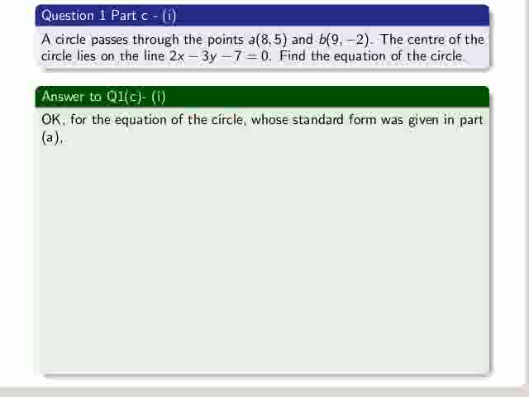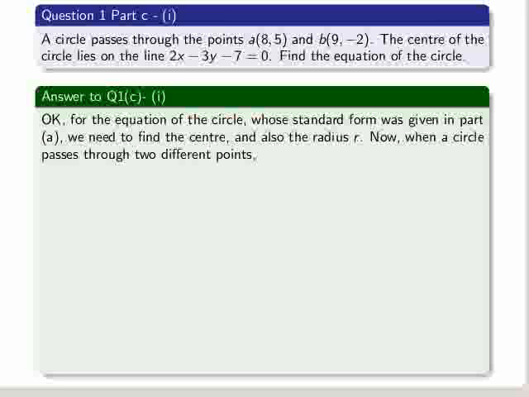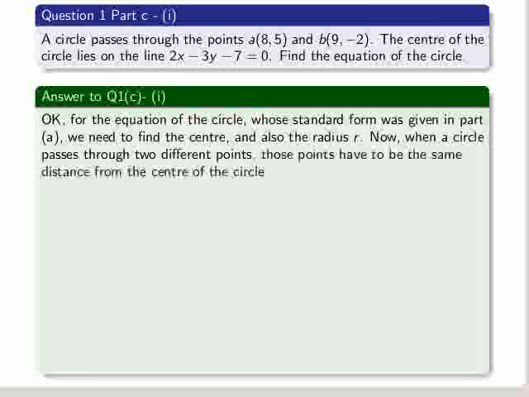Okay, for the equation of the circle, whose standard form was given in part A, we need to find the centre and also the radius r. Now when a circle passes through 2 different points, those points have to be the same distance from the centre of the circle.